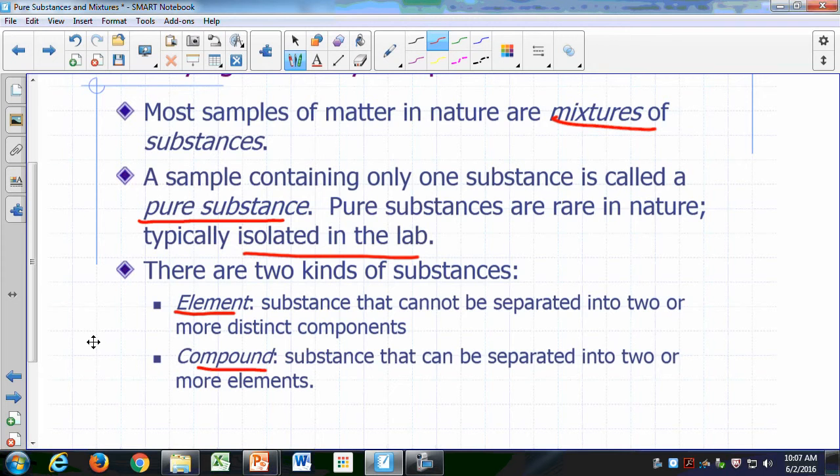An element is a substance that you cannot separate into two or more distinct components. In other words, if you have a sample of matter, it's got all of these unique properties. So if you can separate it into two parts that have different properties, then you can still separate it into two distinct parts, right? So if you can't do that, then what you have is called an element. If you have a substance that you can still separate into two or more elements, then you call it a compound. And sometime later, we're going to talk about what's the difference between a mixture and a compound. We'll get to that later, okay?